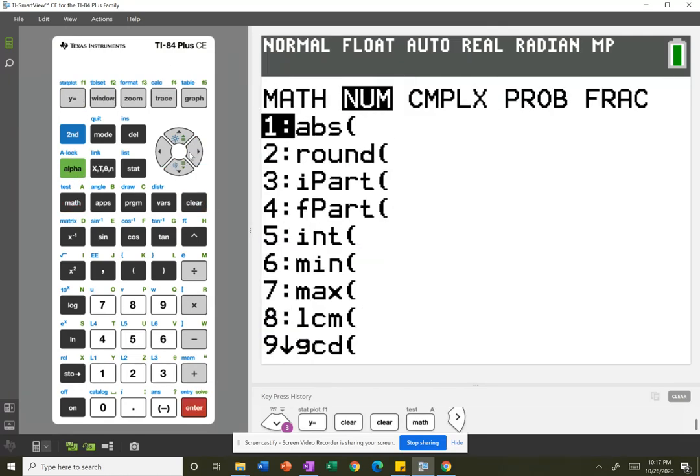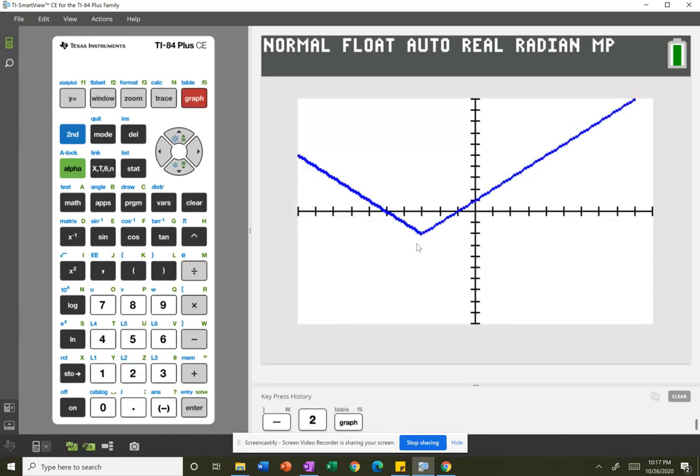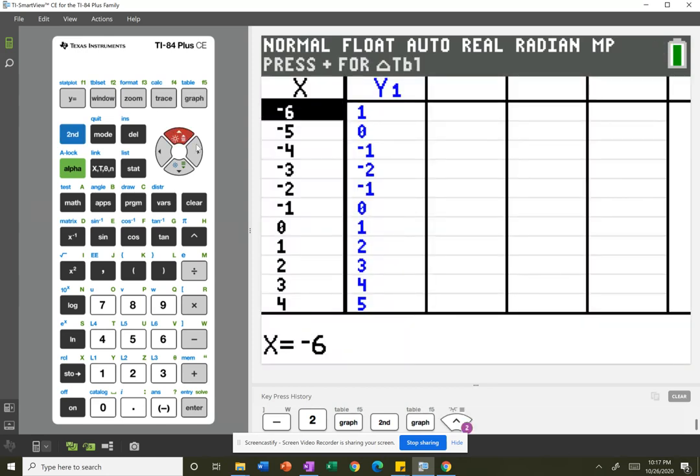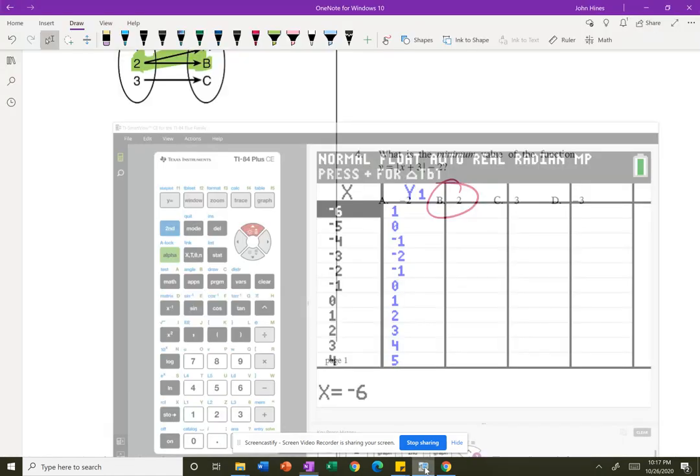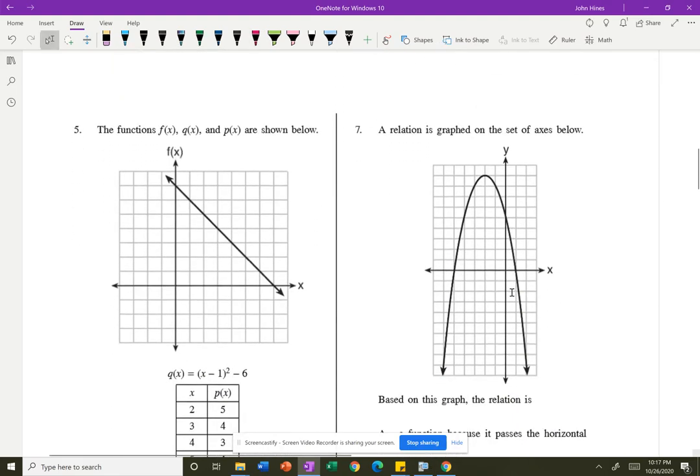Math, scroll over. Absolute value of x plus 3, close it, minus 2. I can't believe I typed it in wrong. Redo. So notice it's over here now. How low do I go? I need to look for the lowest y value. 5, 4, 3, 2, 1, 0, negative 2. Negative 2 is the y value, the lowest value there. I have to hit myself. Bad Heinz. That was a bad Heinz moment there.